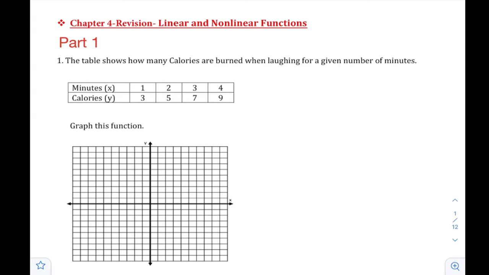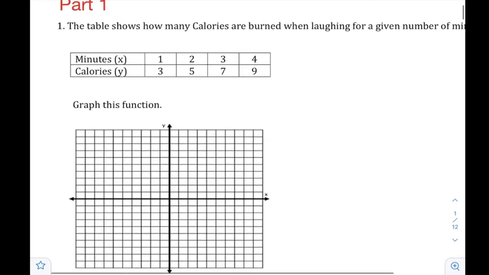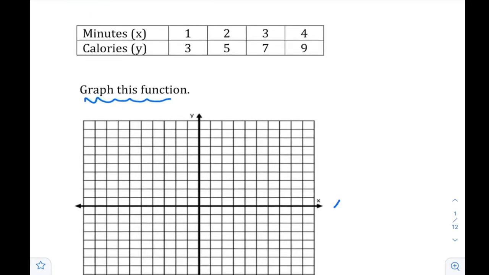Question number 1. The table shows how many calories are burned when laughing for a given number of minutes. Table موجود. This is the table here. And the calories are shown. You are asked to graph the function. Simply, graphing is just plotting the points. This is x coordinate and this is y coordinate as it is here shown.